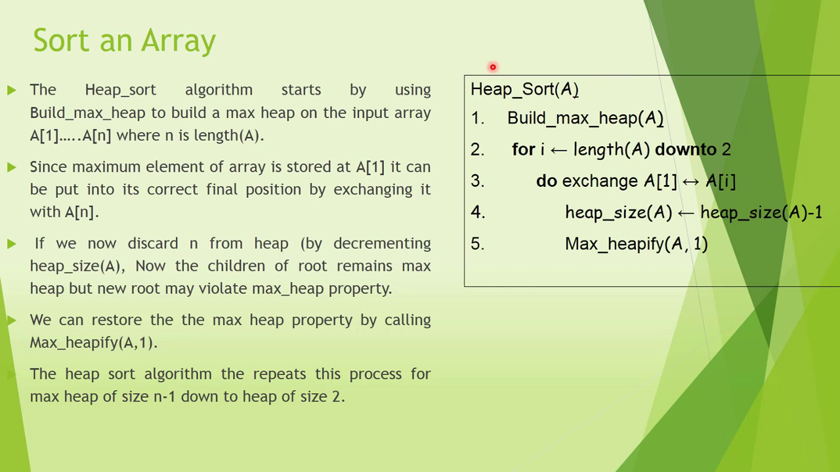So this is the pseudocode for heap sort. And the first step is build max heap of A. A will be an unordered array. So these are the steps. I will try to explain these steps with the help of an example.